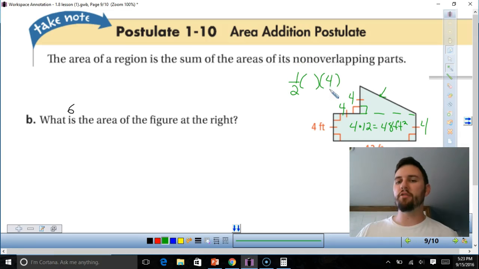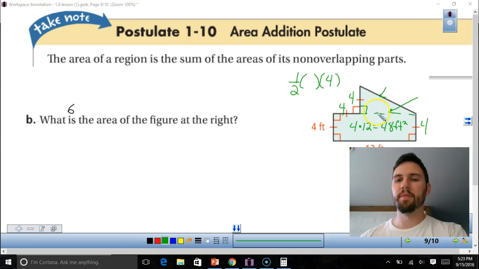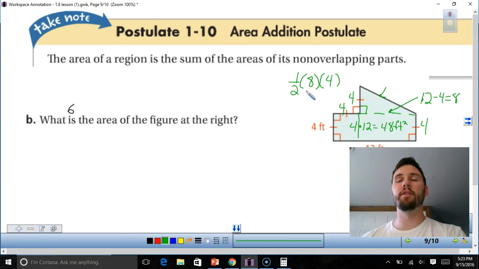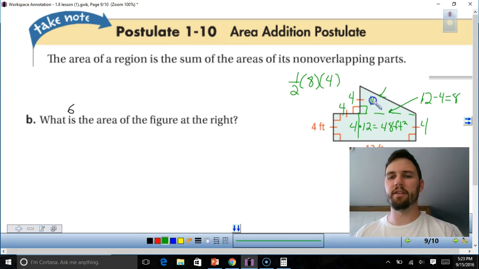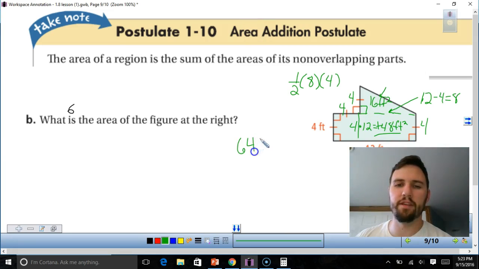Now how do I find my base? We have to find this distance right here. Well, the whole thing across is 12, but this 4 is being cut off it. So I do 12 minus 4, which is 8. 1/2 times 8 times 4. 1/2 of 4 is 2. 2 times 8 is 16. So the area is 16 feet squared. Add those two together, and you get 64 feet squared.